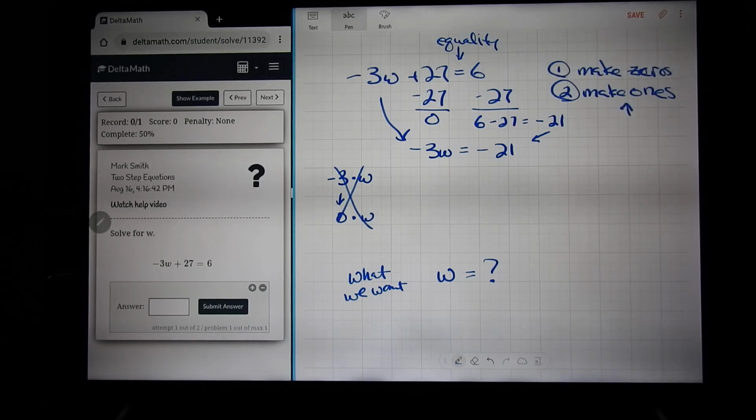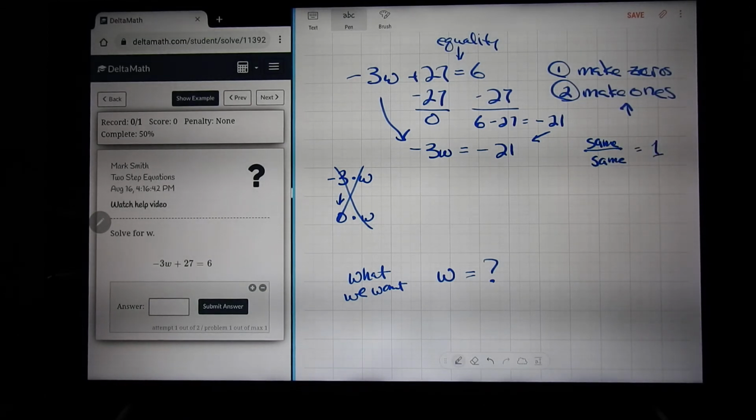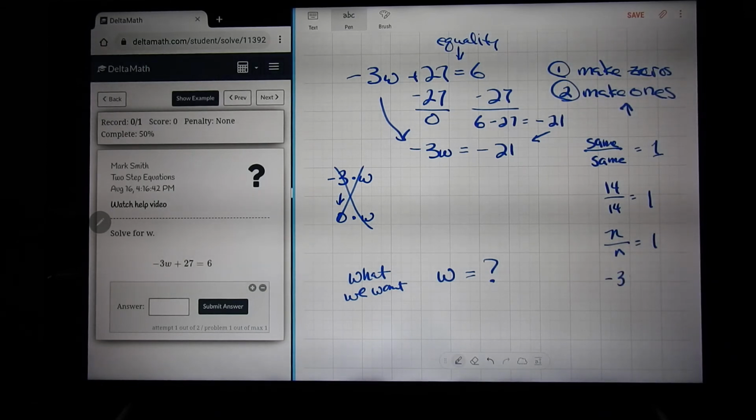All right, how do you make things into a 1? Well, any number or variable or expression that's the same in the numerator and the denominator. Anything that looks like this is the same, it equals 1. So for instance, 14 over 14 equals 1. n over n equals 1. Negative 3n over negative 3n equals 1.